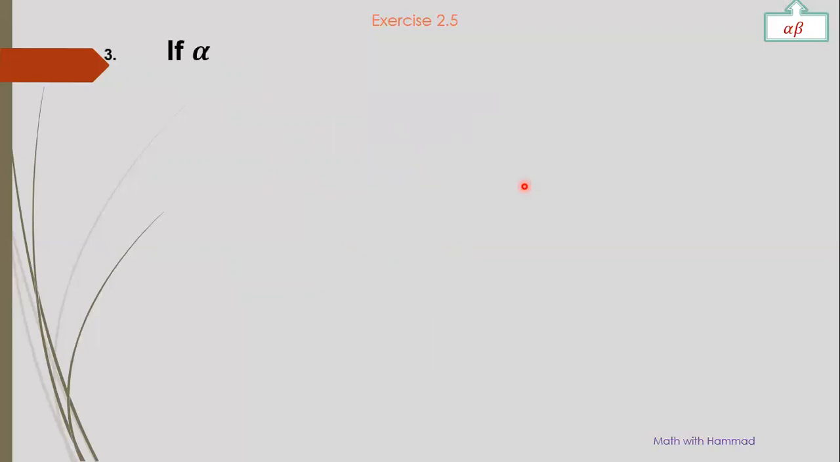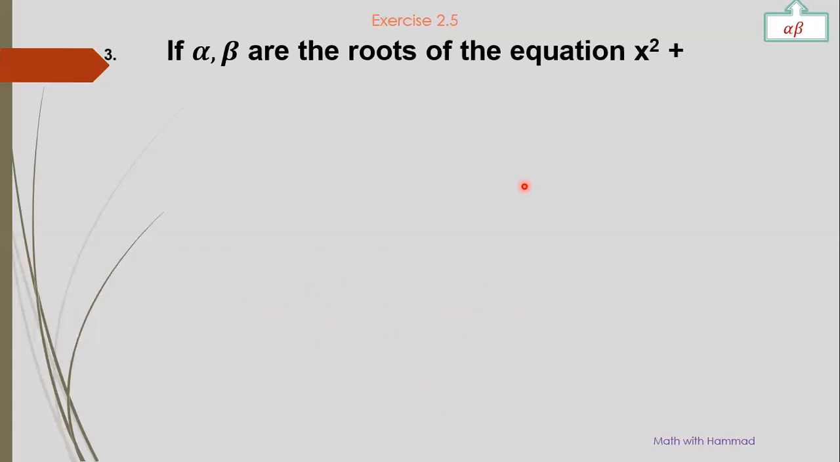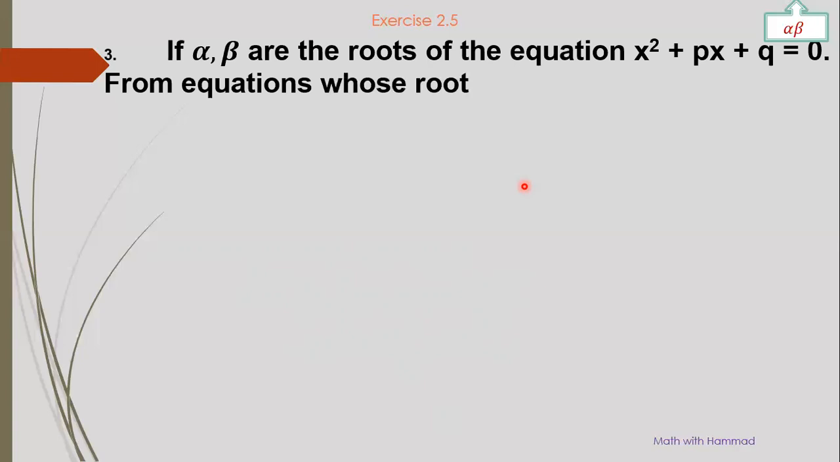Now, question number 3. If alpha and beta are the roots of the equation x square plus px plus q is equal to 0, form the equation whose roots are alpha square and beta square. Before moving toward this part, first of all we have to find the values of alpha plus beta and alpha into beta for this equation.